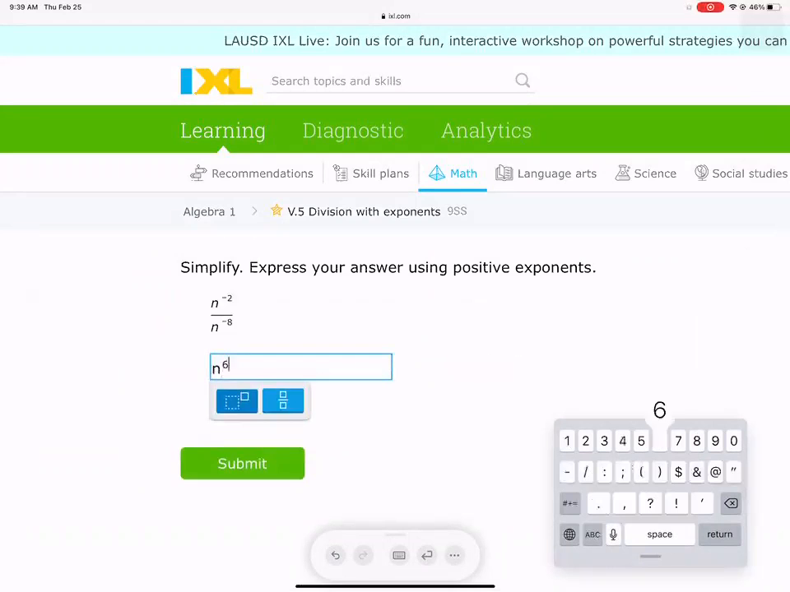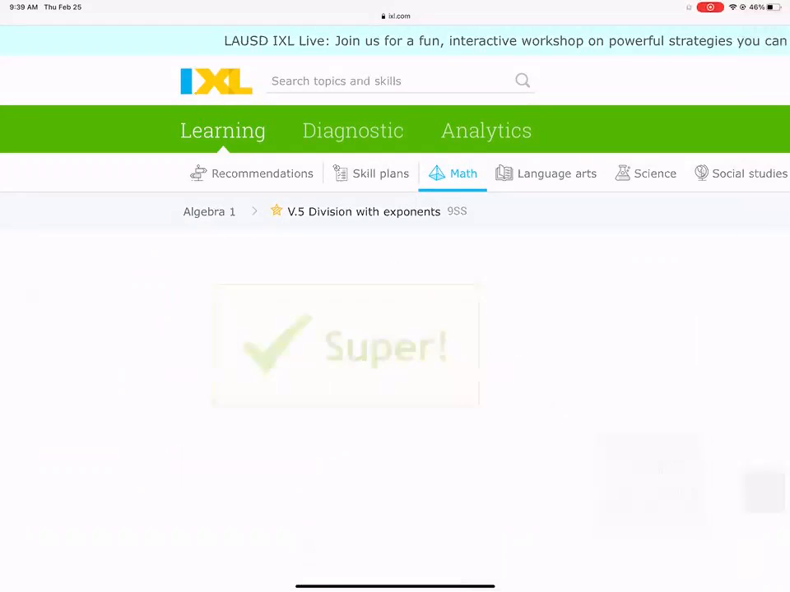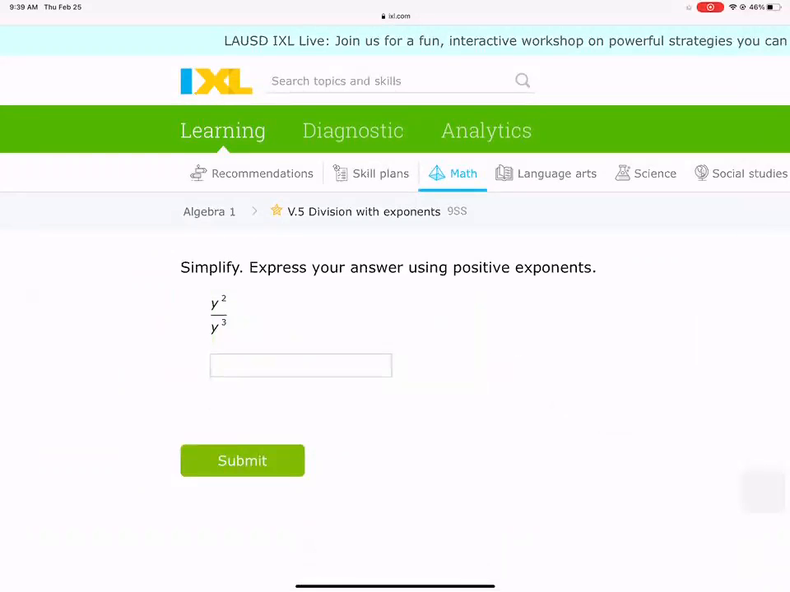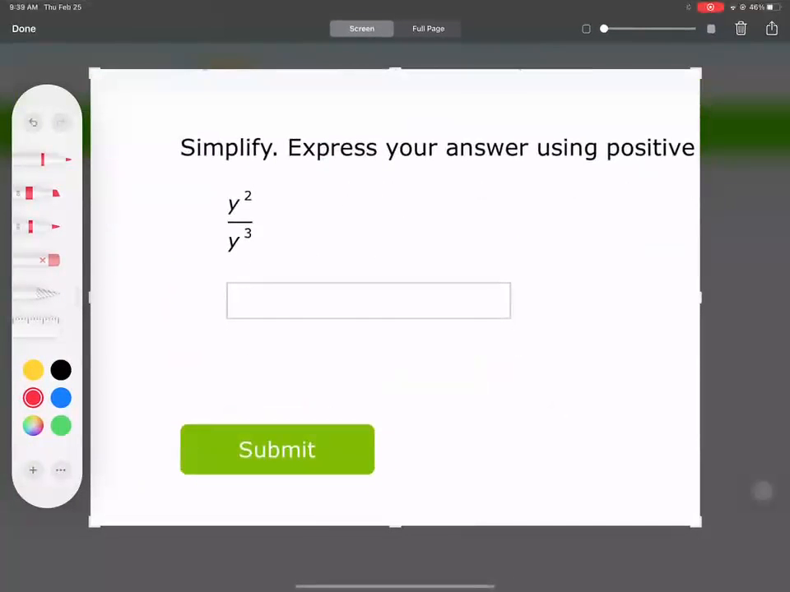Make sure you're using the right variable here. Superb. Now, for this problem here, again, there's a lot of different ways for us to be doing these problems. We can say y times y over y times y times y also. That's a very classic way of looking at it. And if they divide, bam, bam, we still have a y on the bottom.